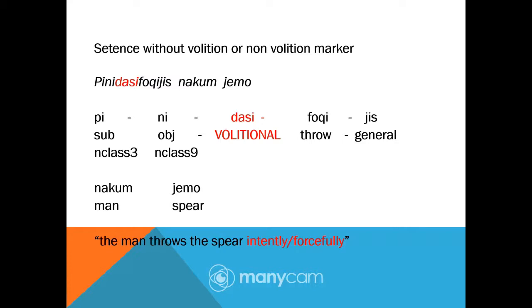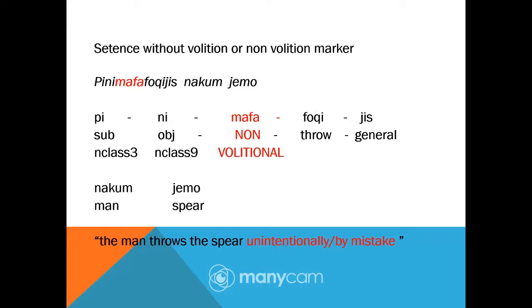How you actually interpret it probably depends a bit on the context, but you can see how it adds this intentionality element to the meaning. Same sentence again. This time I've thrown in mappa, which is the non-volitional affix. Pini mappa yis nakumyemo. So you could interpret this as the man throws the spear unintentionally or by mistake.